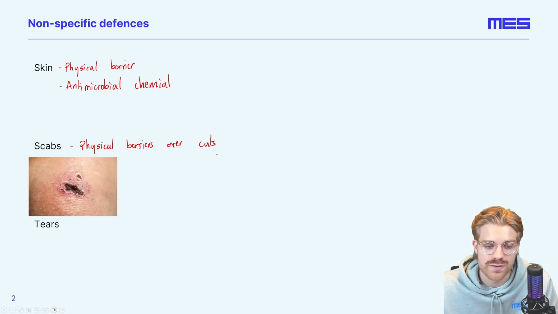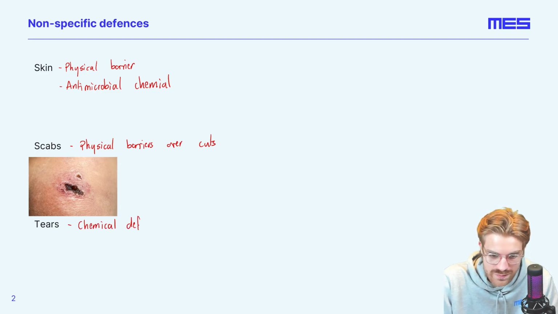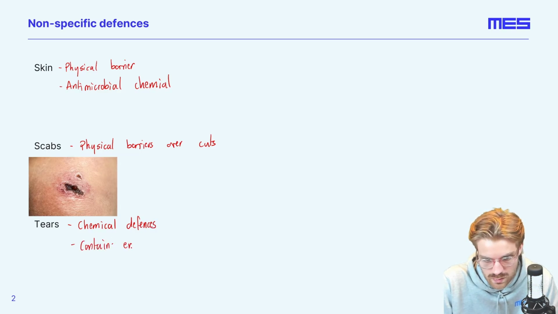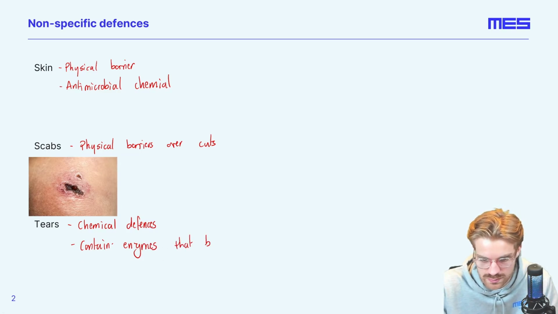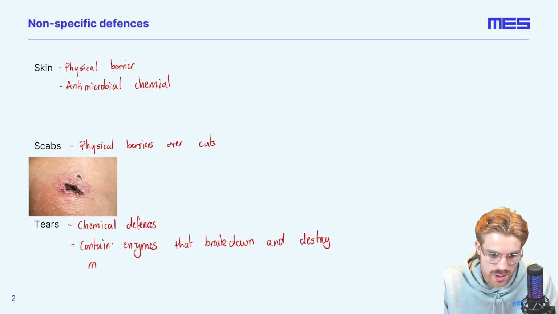Other examples of defenses are chemical defenses. A good example of a chemical defense are tears. The reason that tears are chemical defenses is that the tears contain enzymes. And these enzymes will break down and destroy any microbial cells.